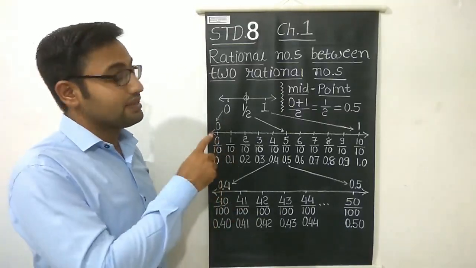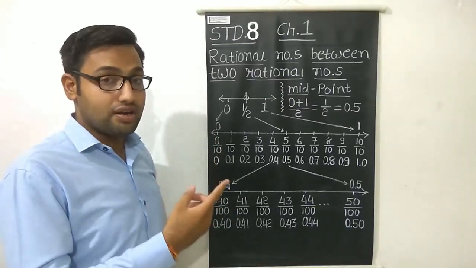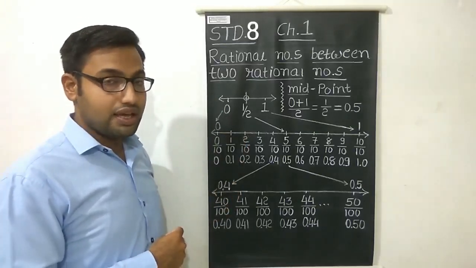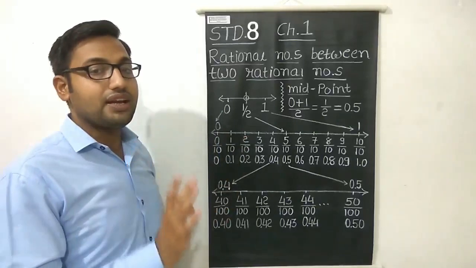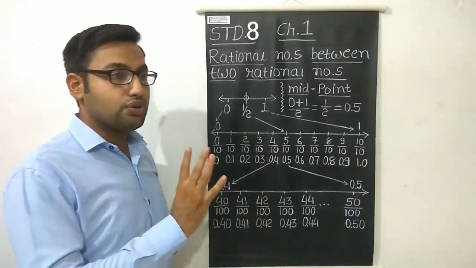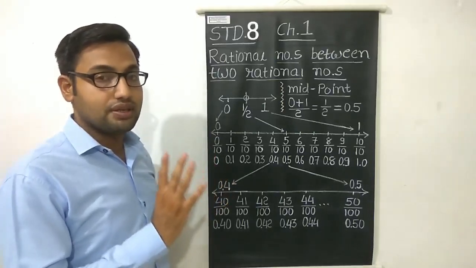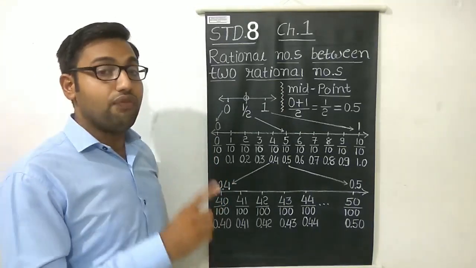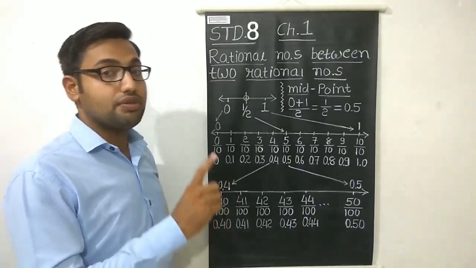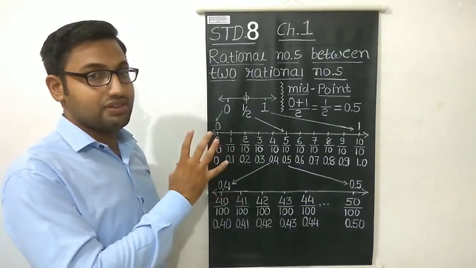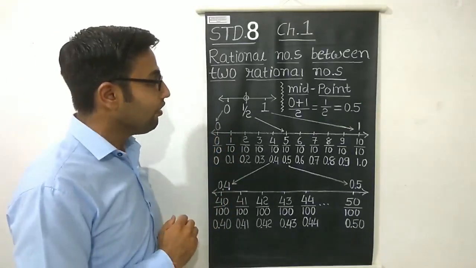The case for the rational numbers is different from the previous three sets of numbers. As we know, there are finite numbers between two natural numbers, two integers and two whole numbers. But for rational numbers, there are infinitely many numbers between two rational numbers. Okay. So today we will study about this.